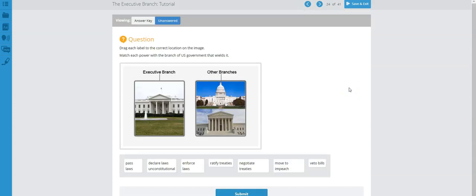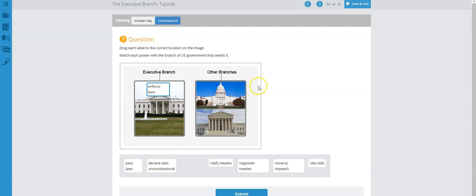We are now on page 24 of the executive branch tutorial, and this activity is fairly simple. You're given this box here with the executive branch image, and you are given other branches here. You have the Congress, the Supreme Court image here, and all you're doing is moving these tiles into one of these categories. For example, the executive branch, we know that it enforces the laws that are passed by Congress. So all you do is you plug in those tiles where they belong, and that should take care of this activity.